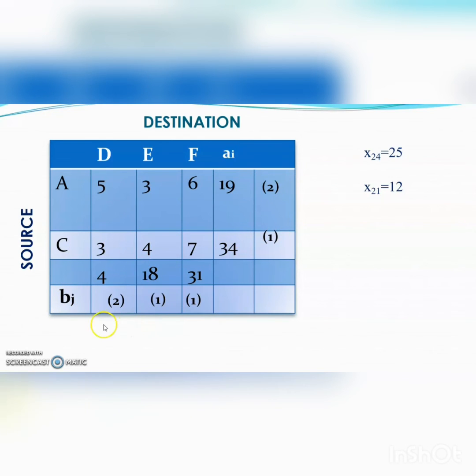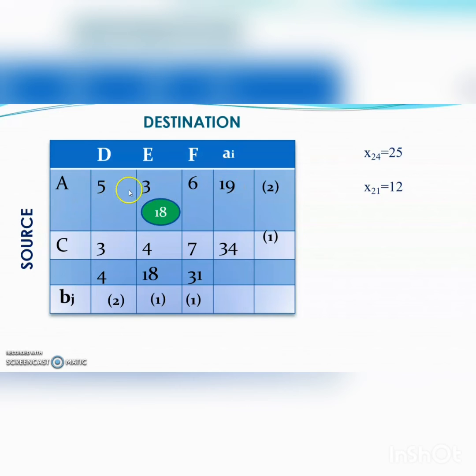Here we see that a tie has occurred. The maximum penalty is in the first row and also in the first column. So we break the tie arbitrarily. We can choose either the first column or the first row. Let us choose the first row.